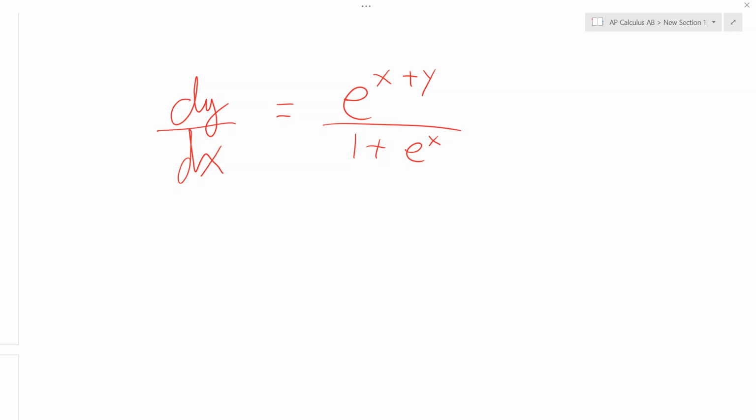So we're classy people here. How do I separate this? We got to separate the x and the y. You see there's a y there. What's another way to rewrite e to the x plus y? e to the x times e to the y. Oh, yes. We just did that, right?